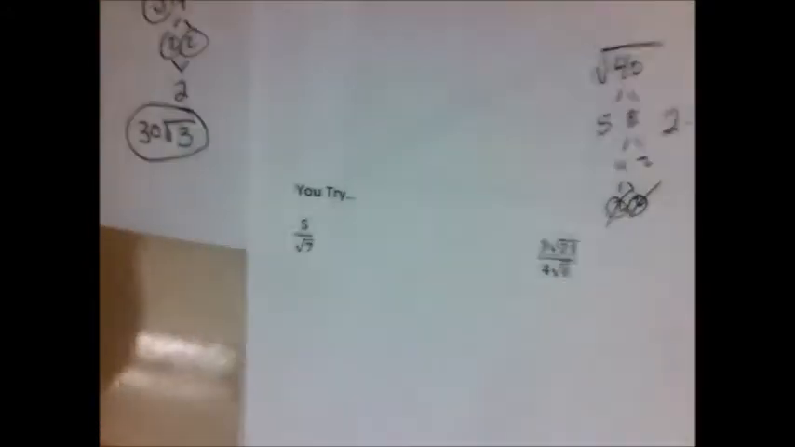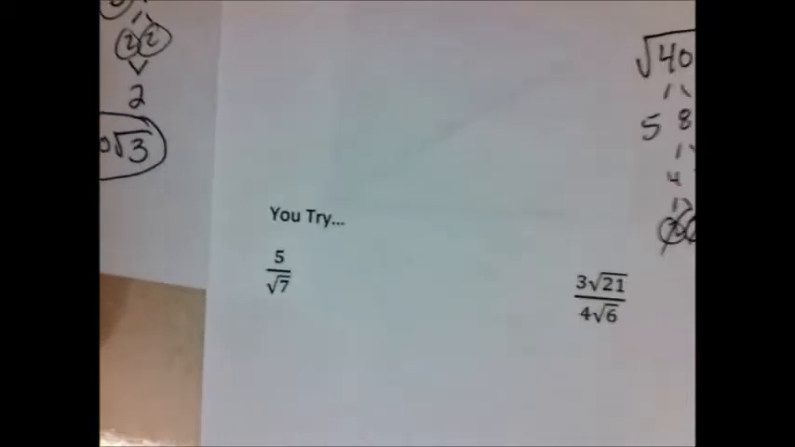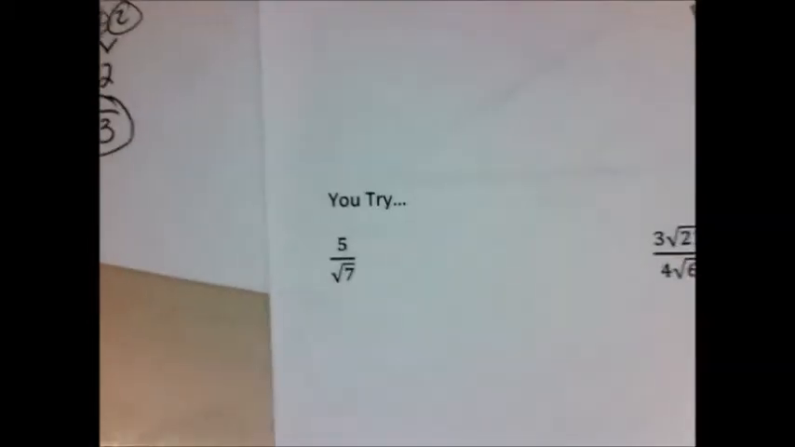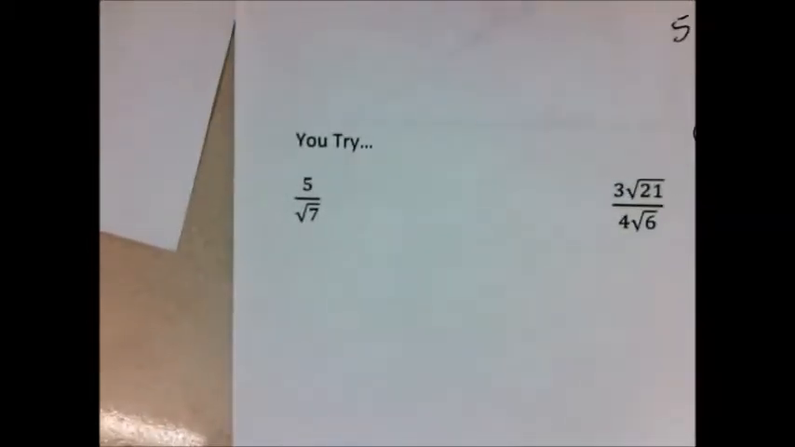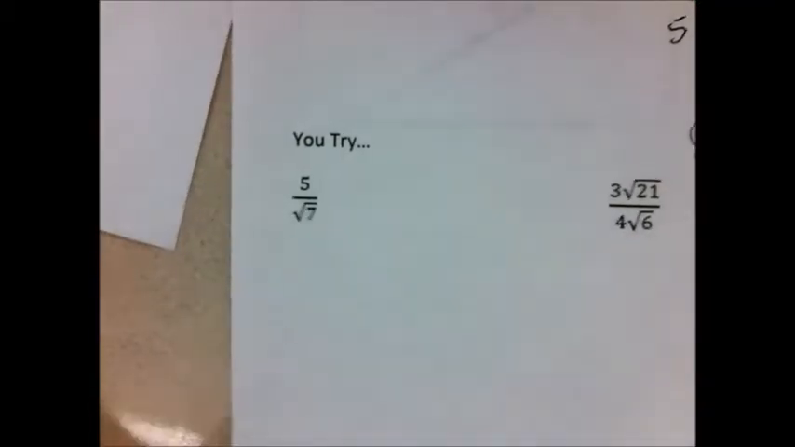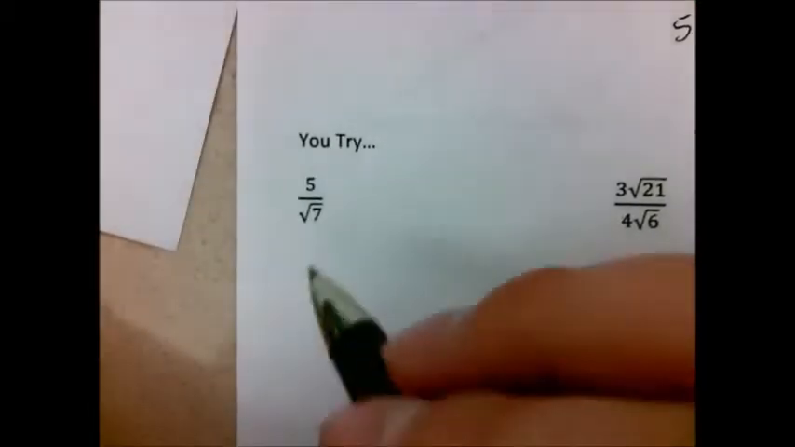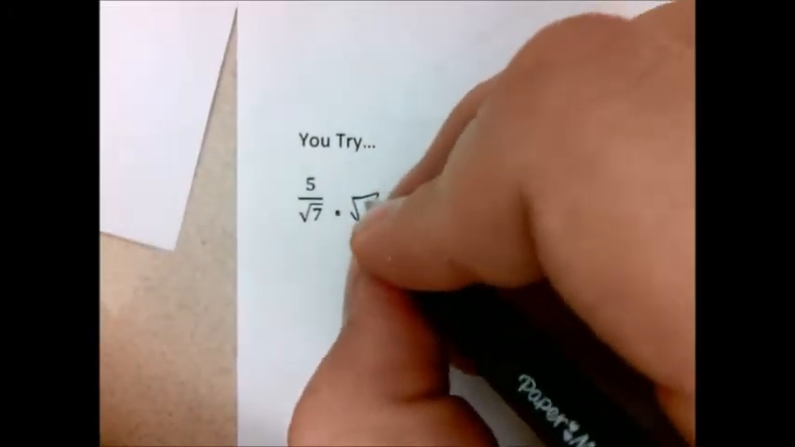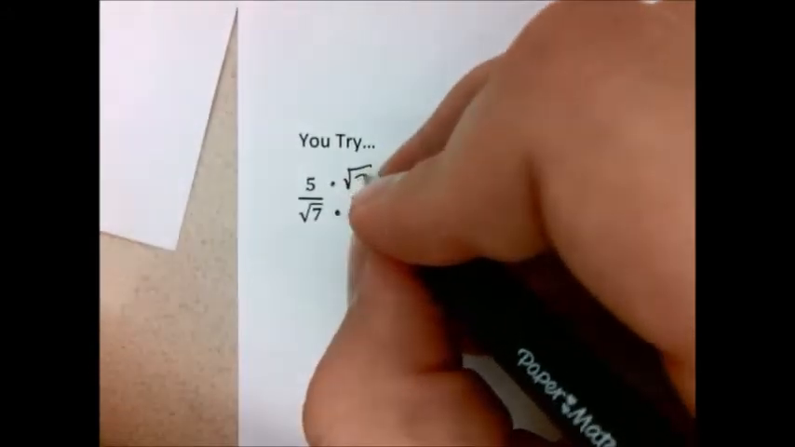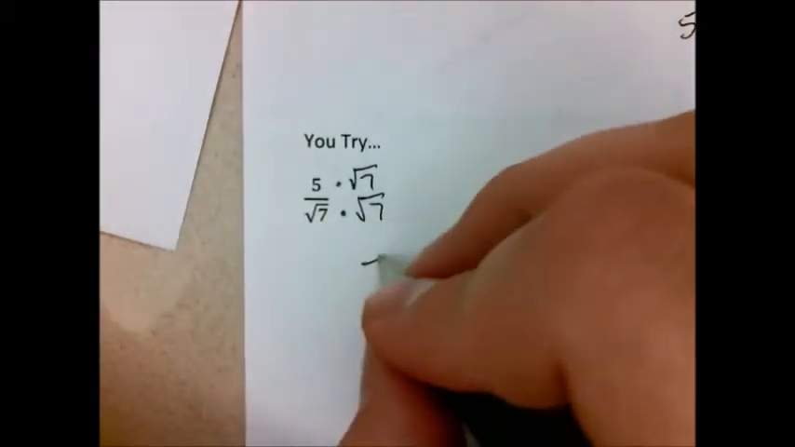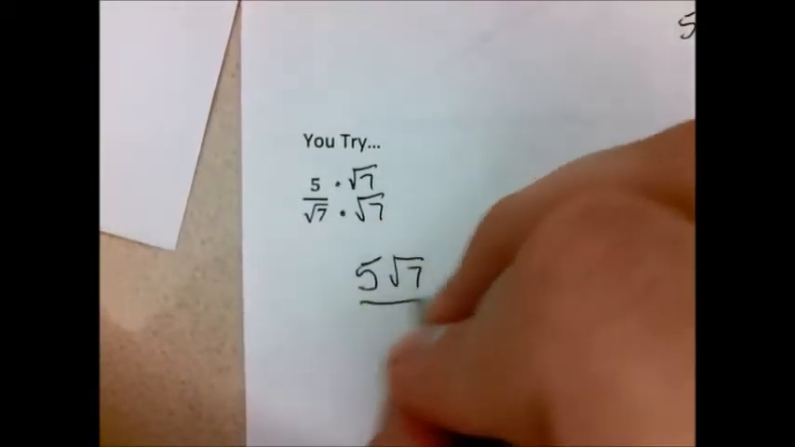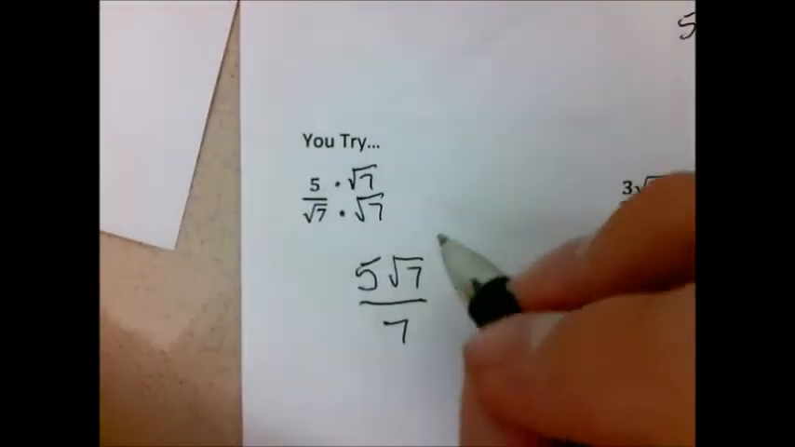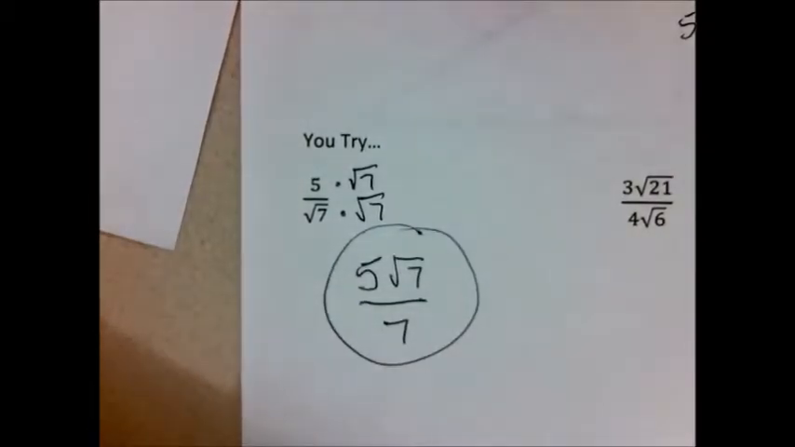Okay, next one. Okay, so right now what do we have to do? It's like what we've been doing before. Square root 7. We won't get that out of the bottom, so we have to multiply the top and bottom by square root of 7. So this becomes 5 square root 7. The bottom just turns into 7. That's your answer.